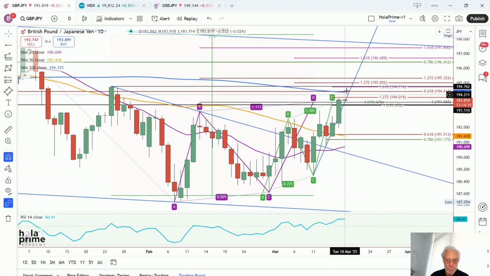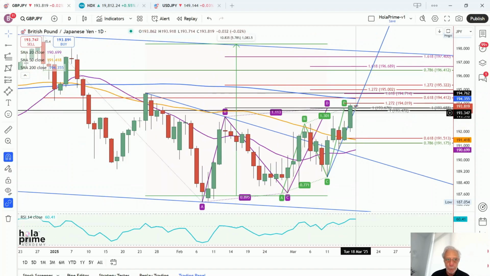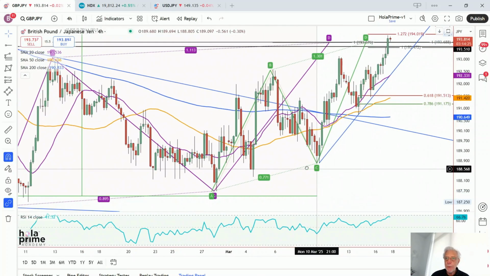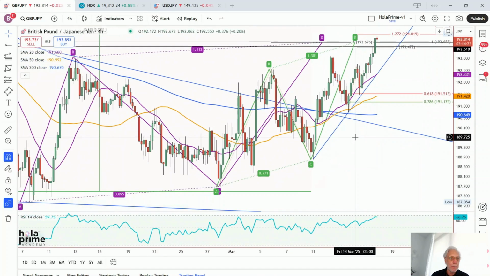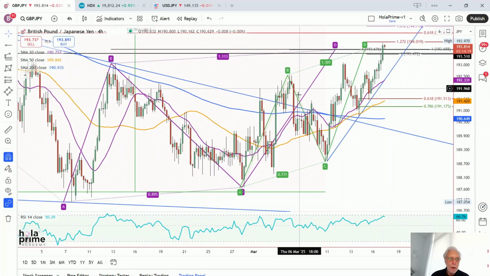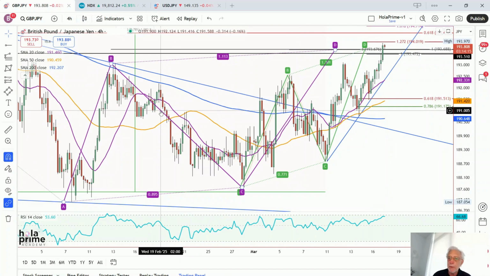I would anticipate that the first test of that would probably be met with some degree of resistance, given that it hasn't been tested since the decline back here below it in January 2025. So going into the 4-hour chart, the point being here now, weakness is probably going to present opportunities for new bullish setups as the pound yen attempts to reach those higher target levels, if that is what is going to happen.